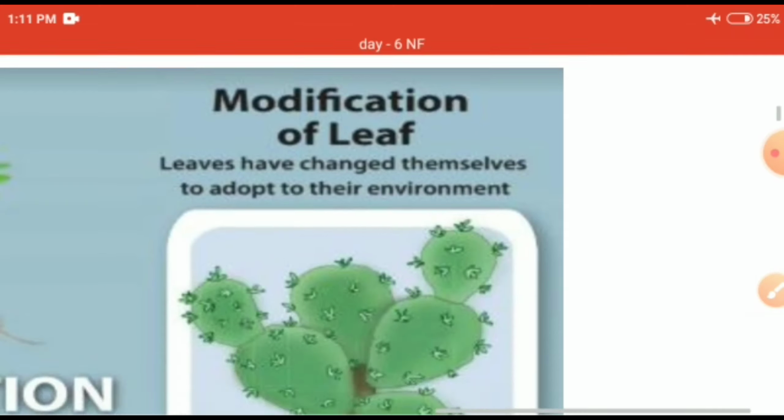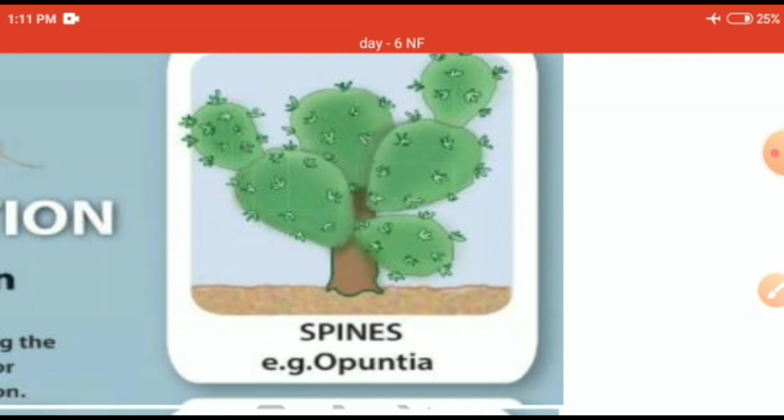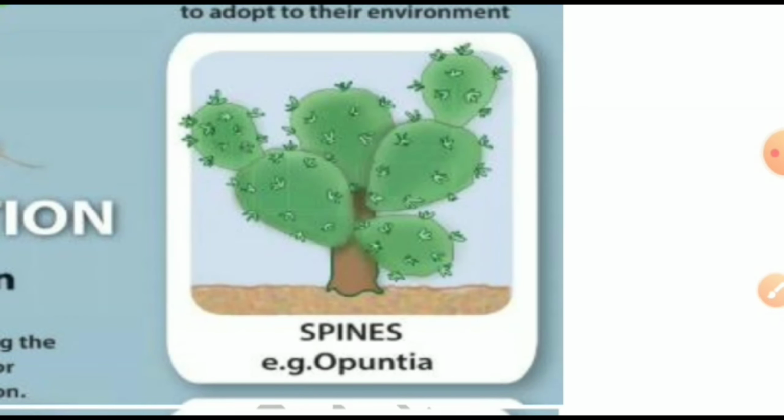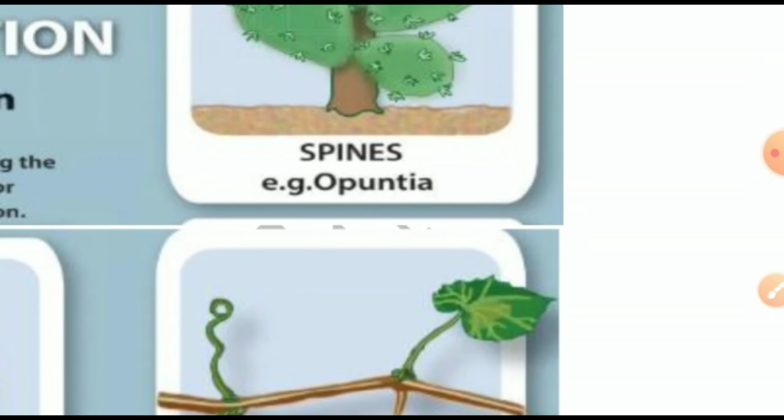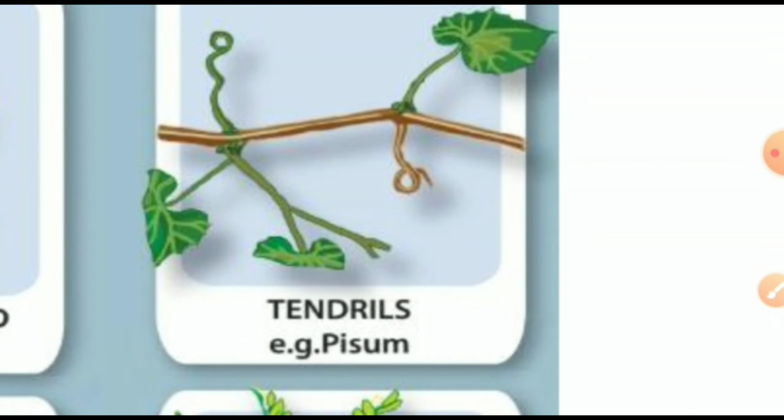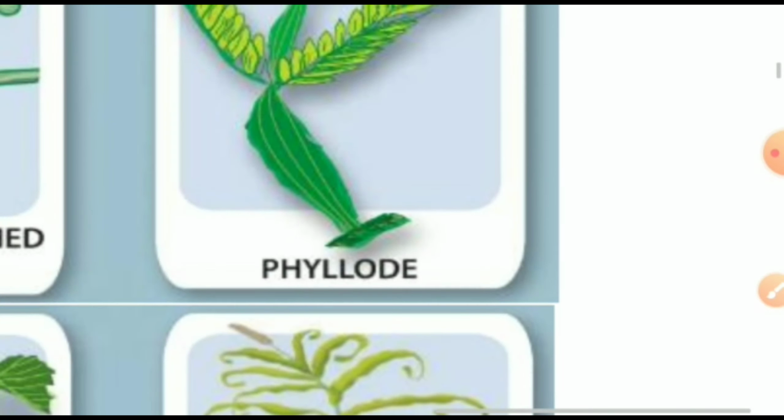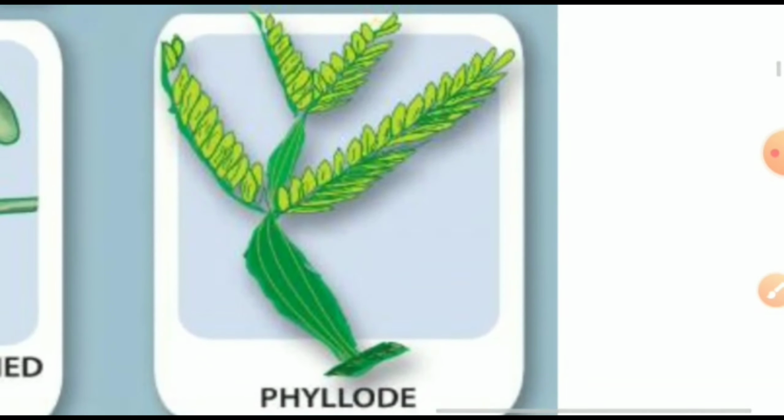First one, spines. The leaves are modified into spines to store the food materials and also to escape from their enemies. Example, Opuntia. Next, tendrils. Pisum sativum. The leaf part is converted into a spiral-like structure. For what purpose? Climbing other plants. Next, phyllode. The leaves are modified into small thick structures.